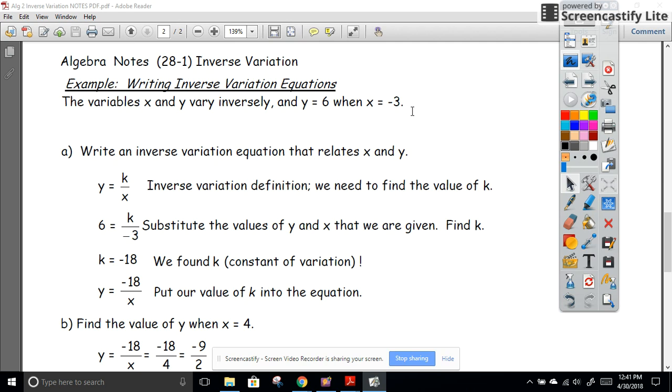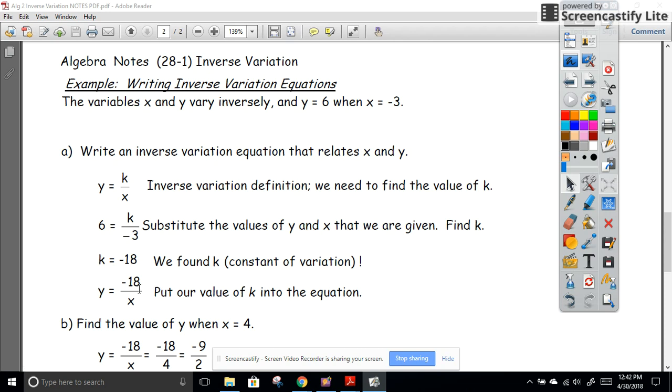Then they're going to give you some information. So you plug that information in. So 6 goes in for y. We plug in -3 for x. Now we have an equation that only has one unknown. So we're able to solve for our constant of variation. Multiply both sides by -3, we get k equals -18. So that is the constant of variation.